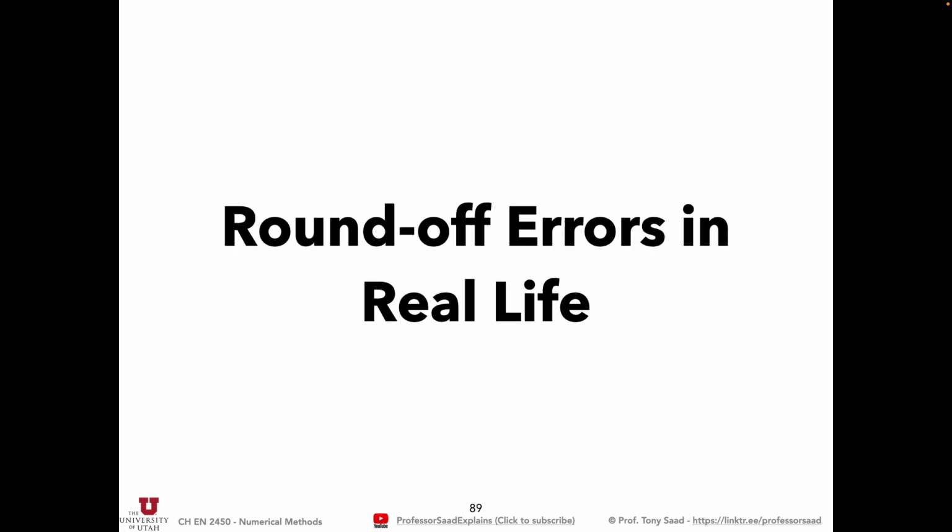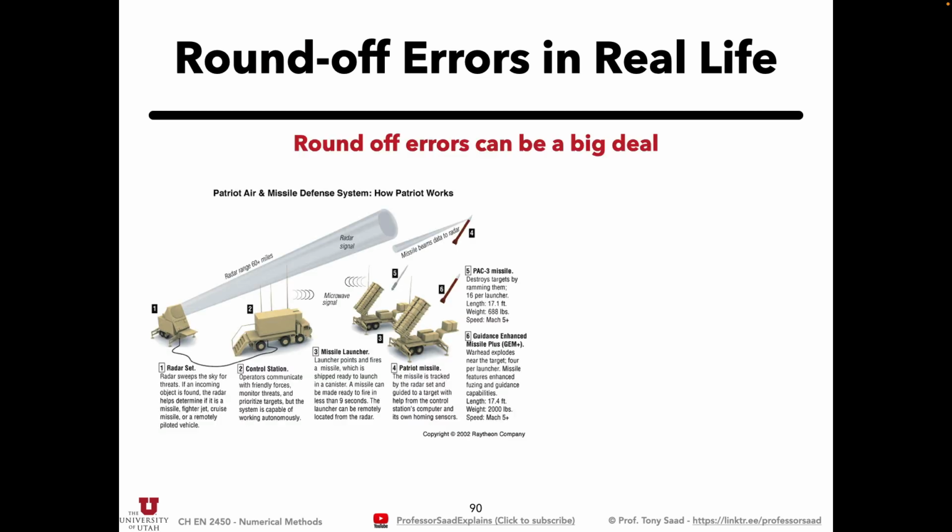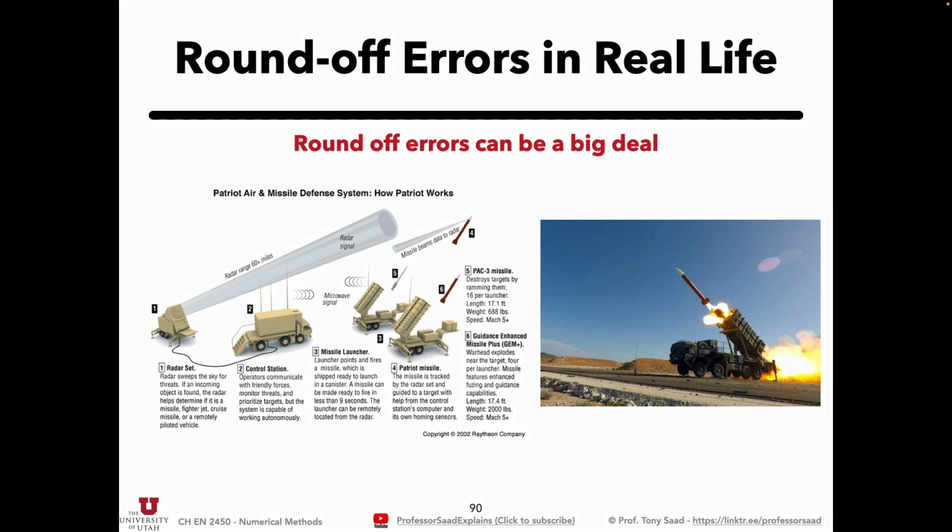We talked about the example of the Ariane rocket. There are a few others. This one I like to discuss, and it is on your homework 2 assignment. It has to do with the Patriot missile defense system and an incident that happened in 1991.